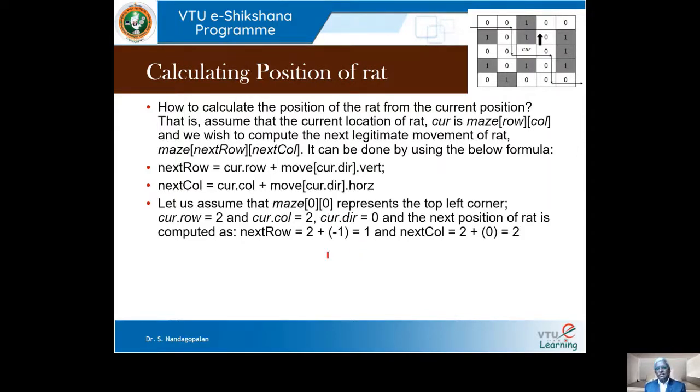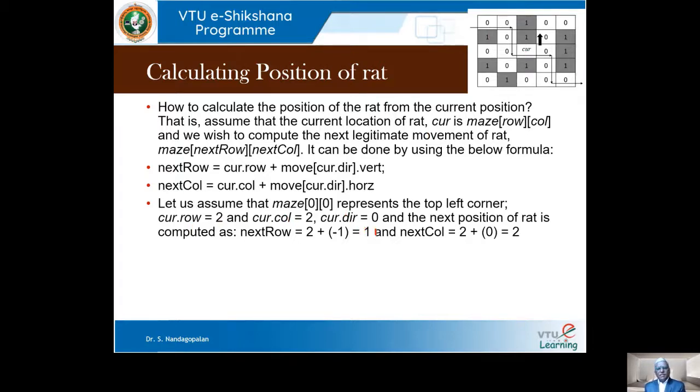Let us assume some sample data so that you can easily understand. Let's assume 0 represents the top left corner. As I've already mentioned, it's not 1, 2, 3, but let us assume that it starts from 0, 1, 2, something like a C array again. So 0, 1, 2, 0, 1, 2. So the current position is 2, 2.